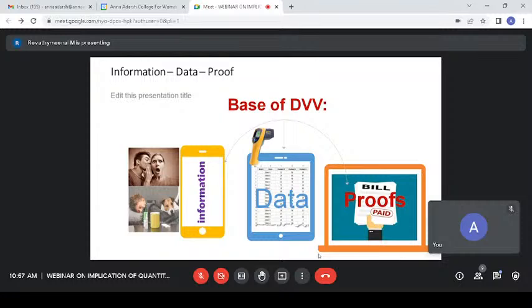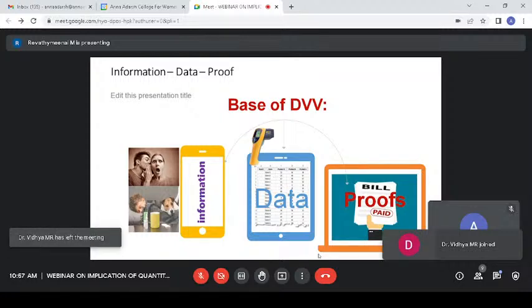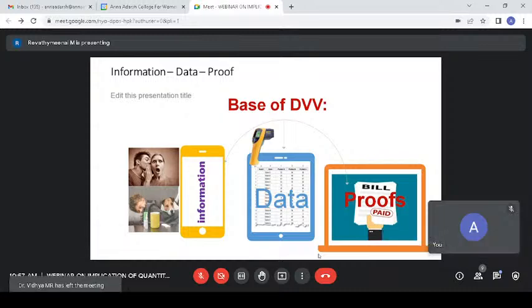Something very, very important about NAC happens to be that. NAC works on 3 lines. Number 1, information. Number 2, data. And number 3, proofs. Look at this particular picture that you are able to see. There is a message that is being given, that is information. What is the information? The information is our kid is sick. The mother is surprised. The father is telling the son, our son is sick.